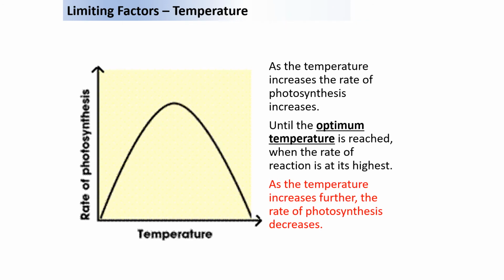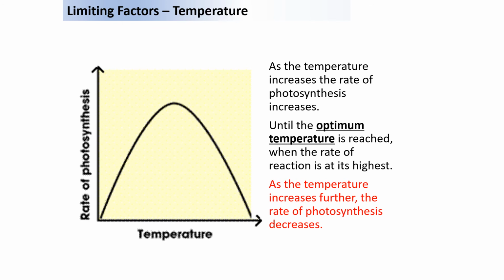When the temperature is a limiting factor, this graph is quite different from light intensity and carbon dioxide concentration because as the temperature increases, the rate of photosynthesis increases until the temperature reaches its optimum point, that is about 37 to 40 degrees. After that, if the temperature increases further, the rate of photosynthesis decreases because the enzymes are denatured and therefore enzymes will change their shape. The active site won't be able to bind with substrate.